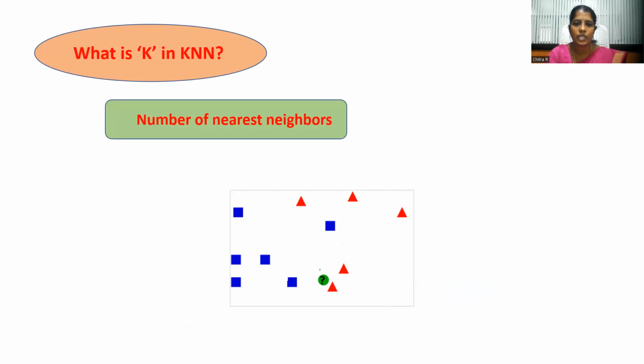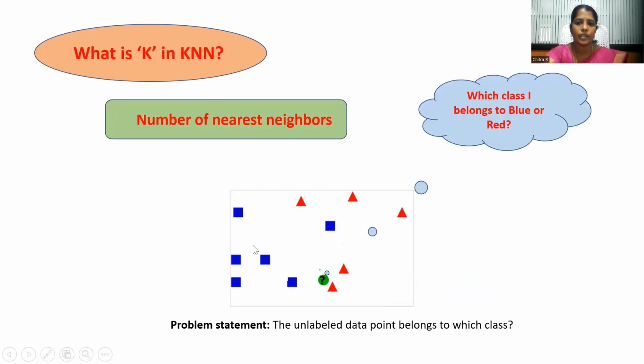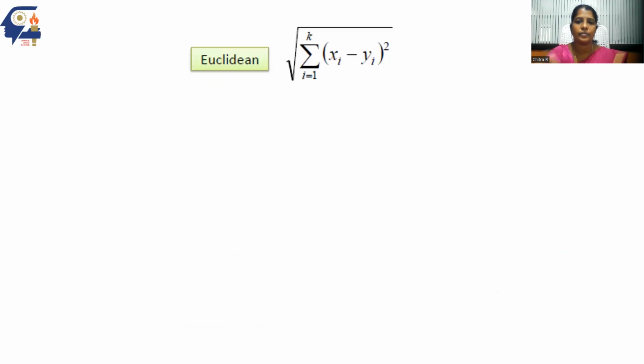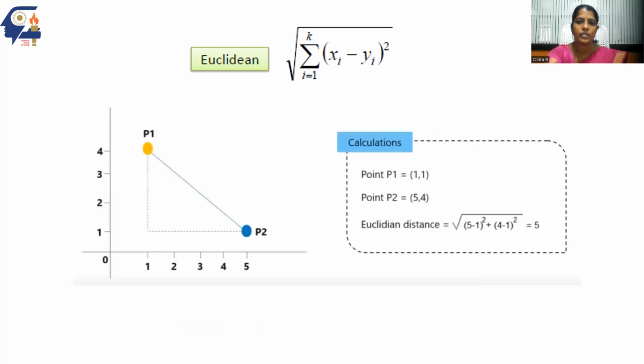If the K value is 3, in this example, our aim is to find the neighbor of the given data. How will we decide the neighbors? To decide the neighbors, we need similarity measures. Similarity can be measured using many techniques: Euclidean distance, Manhattan distance, Minkowski distance. In our example, we are using the Euclidean distance. The Euclidean distance is calculated by the formula: square root of the sum from i equal to 1 to k of (xi minus yi) squared, where xi is the existing point and yi is the new point.